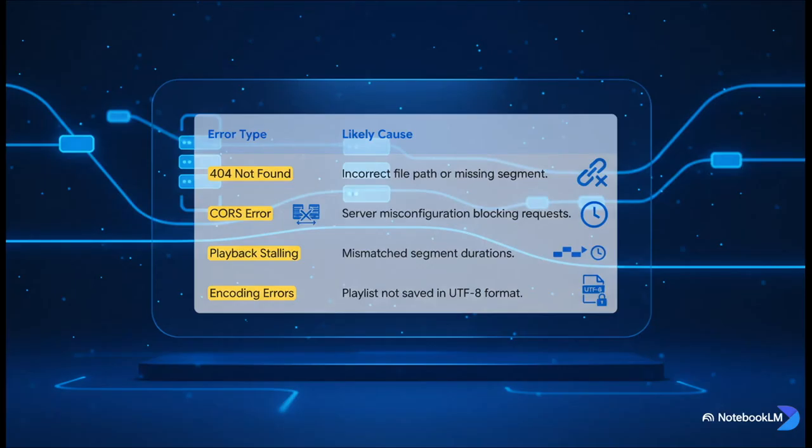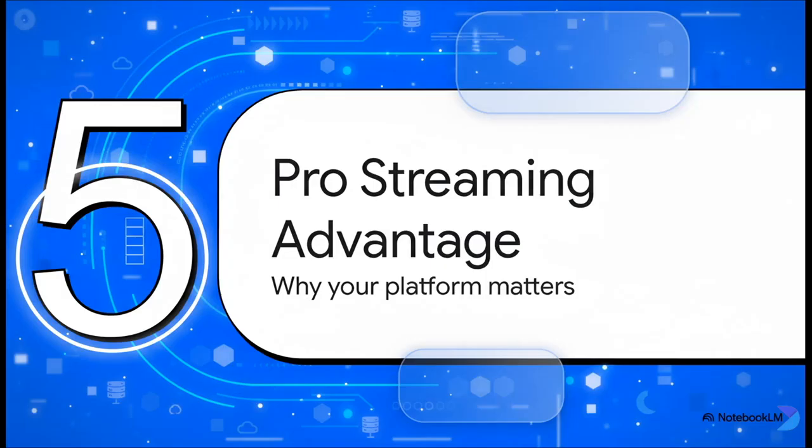This table is basically your troubleshooting cheat sheet. If you see a 404 not found error, it's usually just a broken link in your playlist. Simple. A CORS error sounds technical, but it's really just a security setting on your server blocking a request. And if the playback is stalling or you get encoding errors, that almost always points right back to the playlist file itself, like segments having different durations, or, you guessed it, the file not being saved in that crucial UTF-8 format.